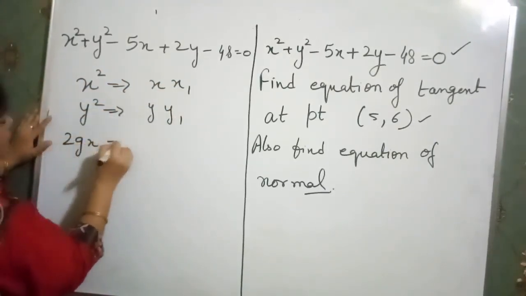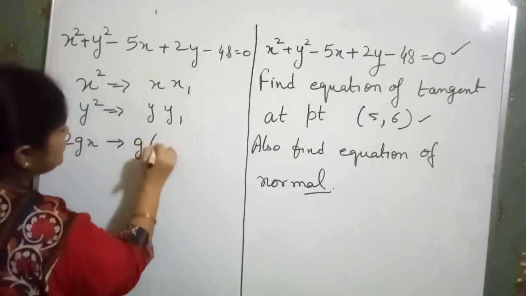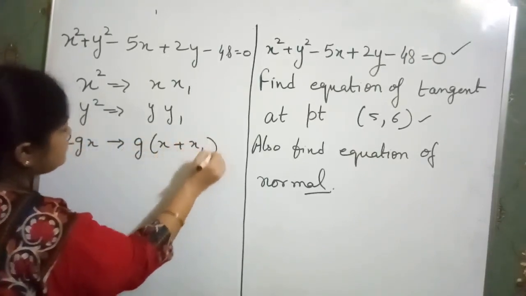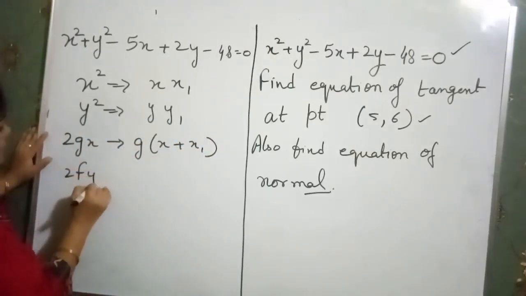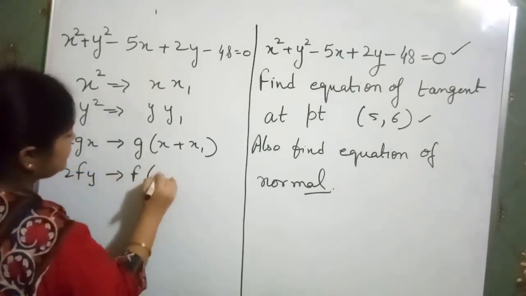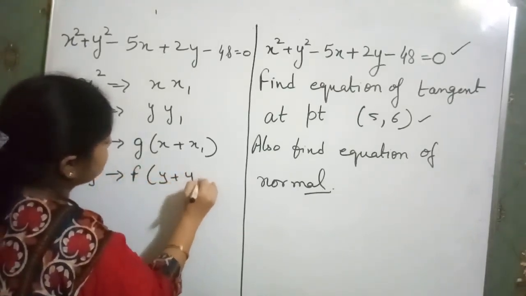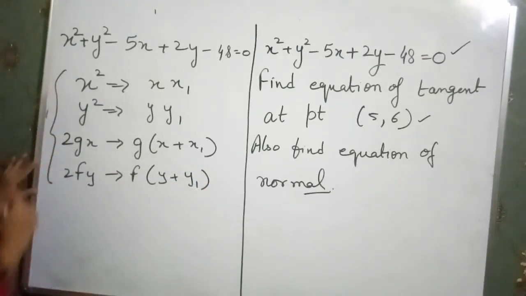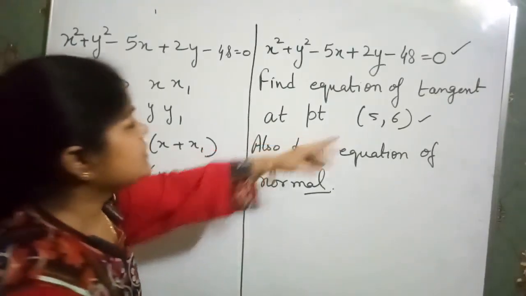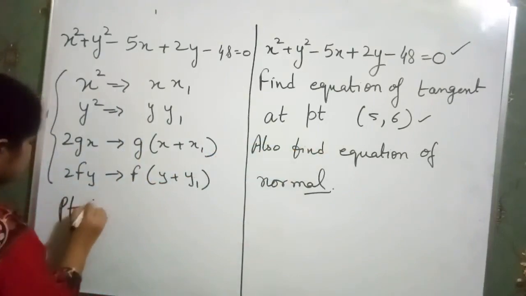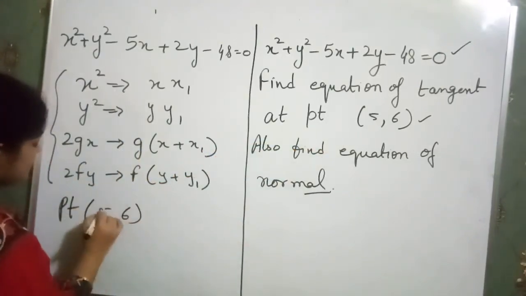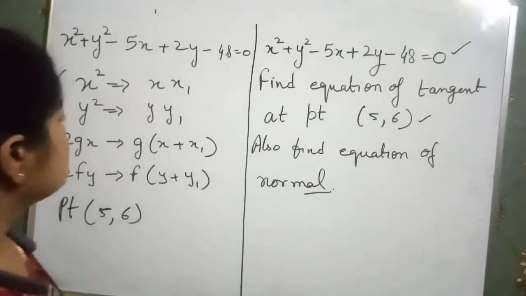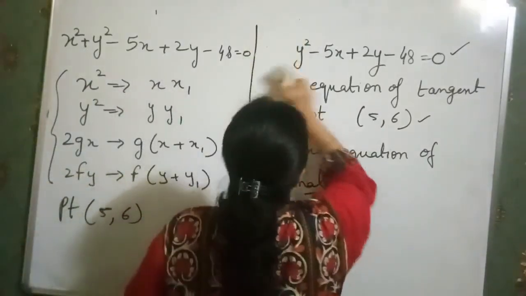2gx, we write g times x plus x1. 2fy, we write f times y plus y1. Clear? Just note down these terms. Okay, now the point given is 5, 6. Now I am going to solve the question on this part of the blackboard.